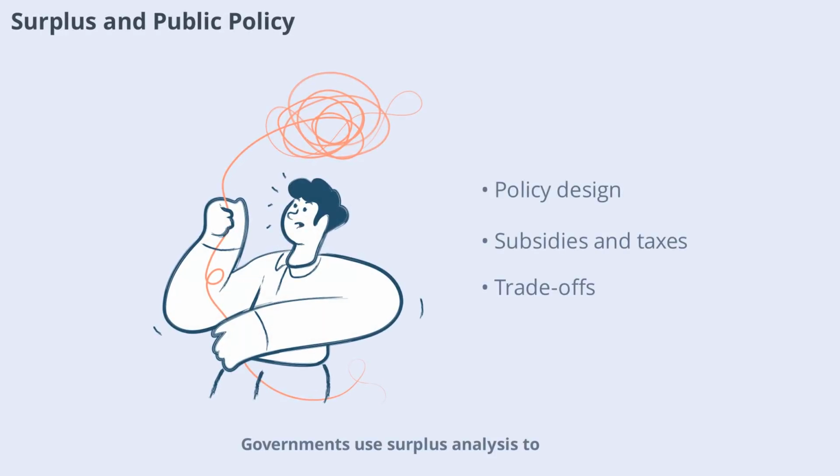Governments use surplus analysis to design policies that improve market outcomes. For example, subsidies can increase producer surplus, while targeted tax credits can boost consumer surplus. The goal is to enhance total surplus and social welfare, but trade-offs are always involved.